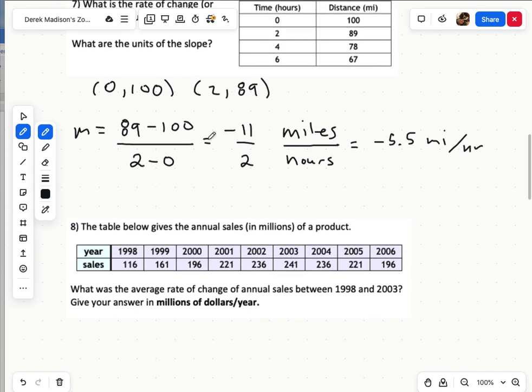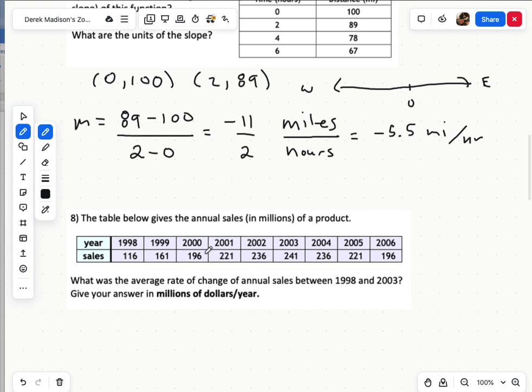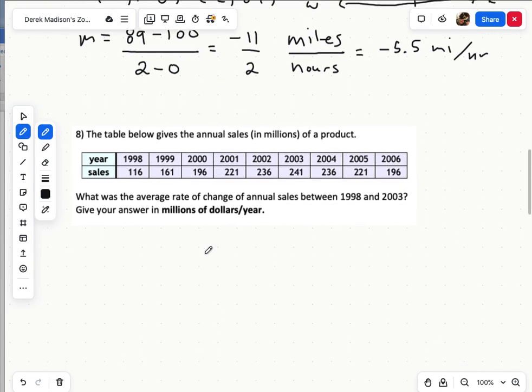And if anyone's thinking, how do you go negative 11 miles? Distance is a vector quantity, and so if I thought of this as west and this as east, and it's starting right there at 0, this means we would be traveling in that direction. 5.5 miles for every 1 hour would be one way to interpret that.